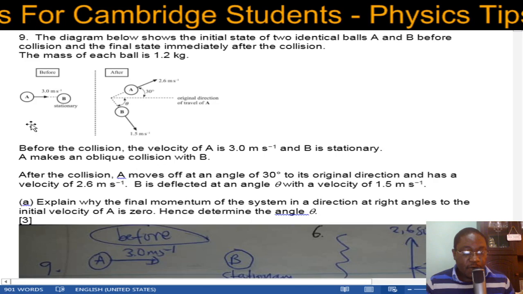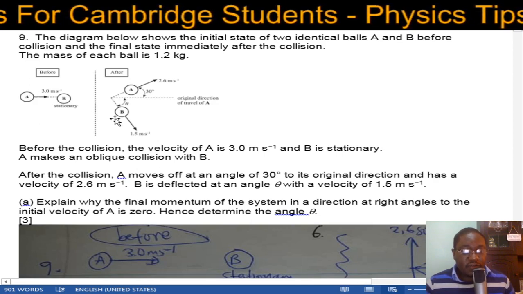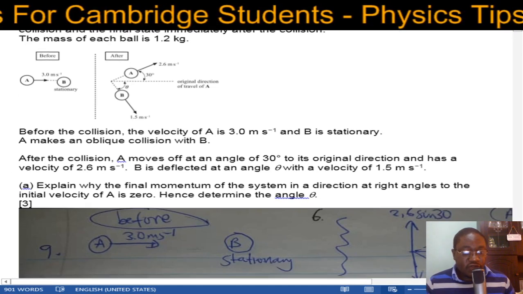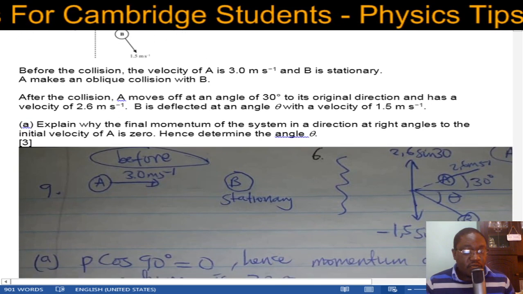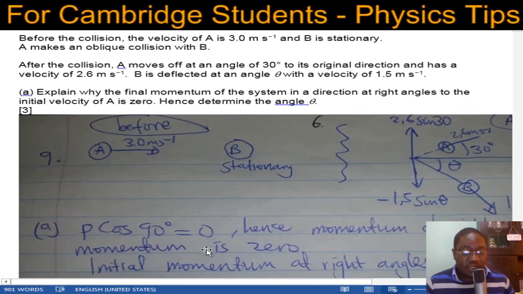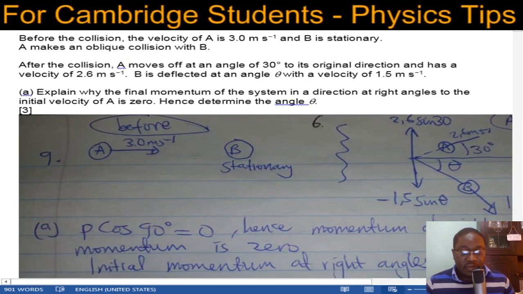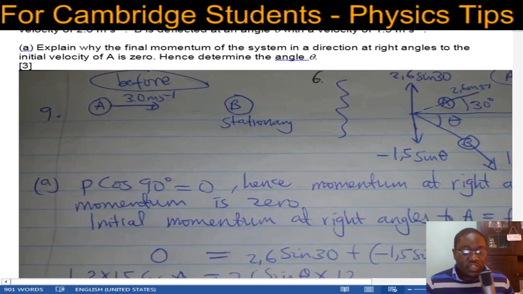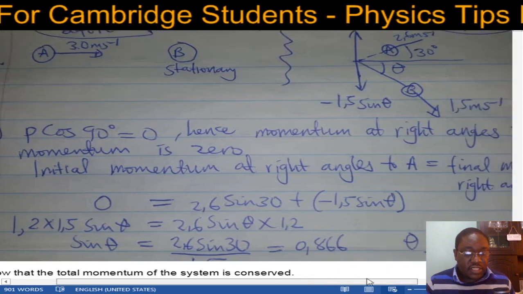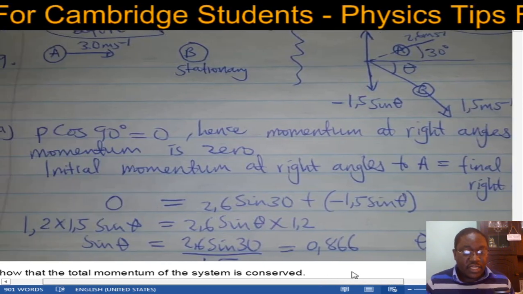So the initial momentum in the perpendicular direction to its travel is 0, because if you resolve the momentum P and say cos 90, that is perpendicular to its movement, it's supposed to be 0 because cos 90 is 0. Hence the momentum at right angles to the initial direction of motion of A is 0.